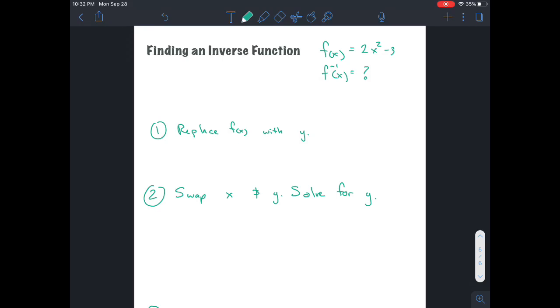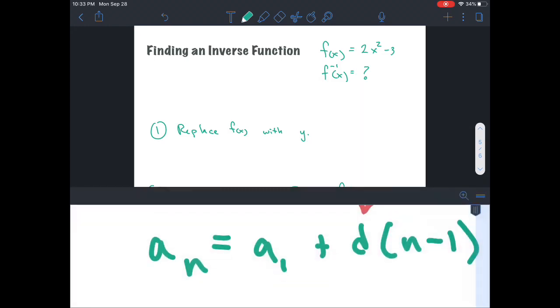Let's take a look at the algebraic steps to finding an inverse function. You can find an inverse function from a table, coordinate points, or a graph, but this video is only going to look at algebraically finding an inverse function.